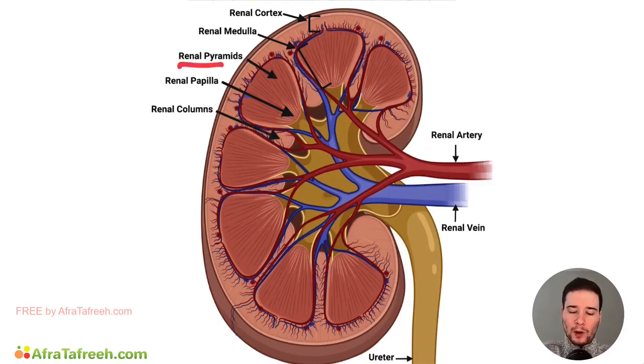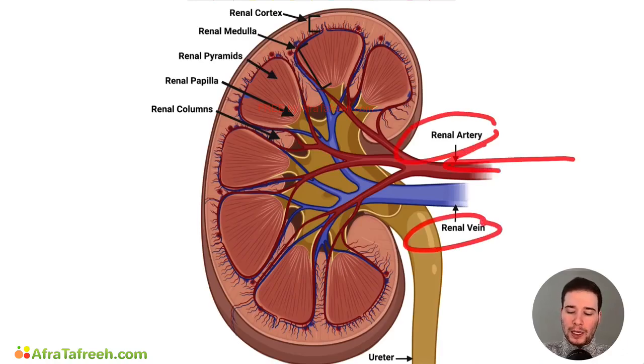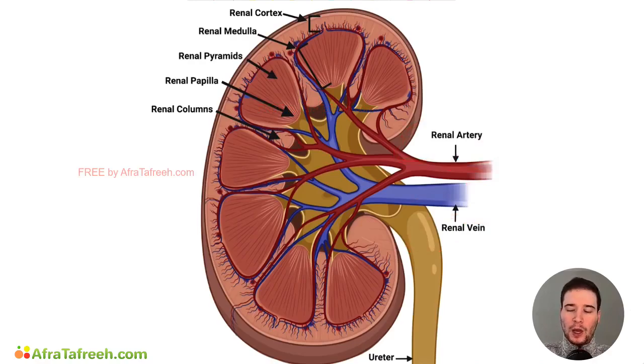So again, we have the renal pyramids. It's kind of this triangular shape. The tip of the pyramid is called the papilla, which is up here, and then we have the columns, which is this area that is in between the renal pyramids. Other important structures to know include the renal artery, which brings blood to the kidney, and the renal vein, which ultimately brings blood away from the kidney. We're going to talk about some microscopic structures next, but this is a general overview of the main macroscopic structures that they'd like you to know.